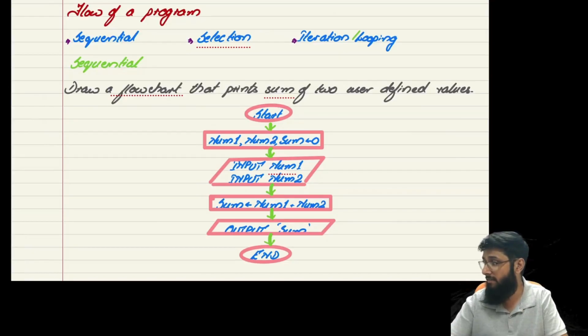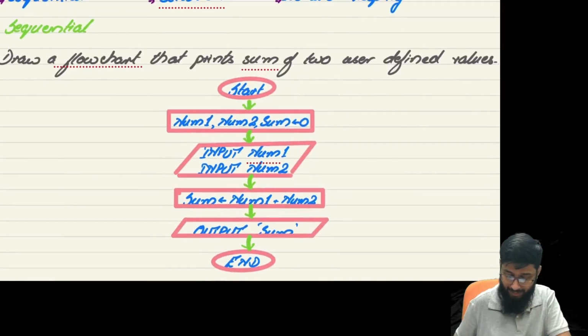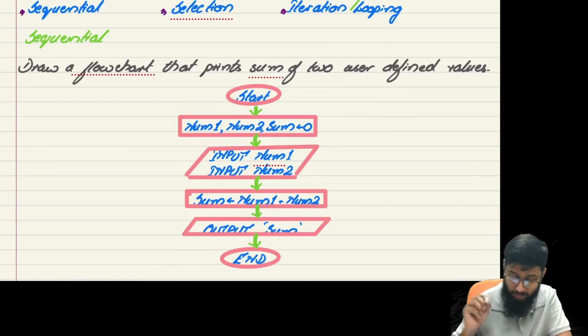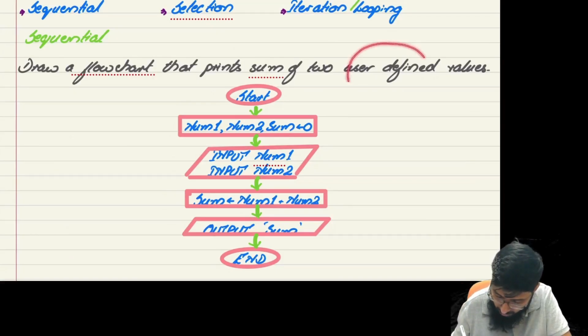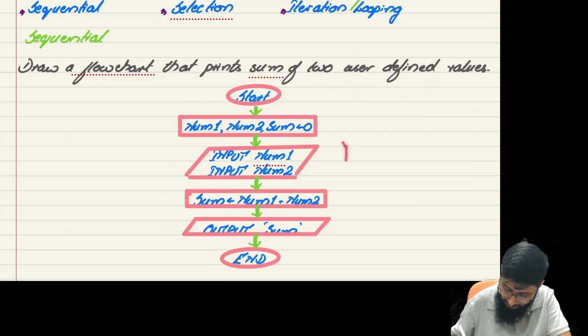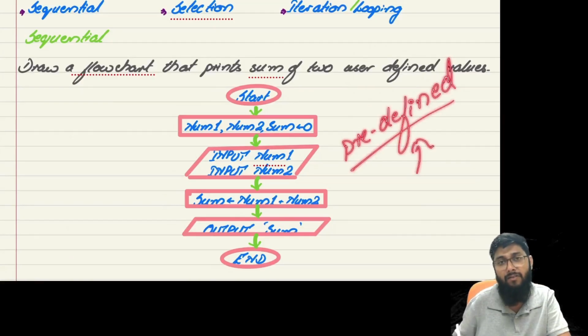As we are discussing the sequential part, the question says: draw a flowchart that prints the sum of the two user defined values. Make sure they are talking about user defined values. What are user defined values? User defined values are the values that will be given by the user, that you will be asking from the user, whereas predefined values are those values that are usually constants. That means they are already given in the program, and you do not need to ask them from the user.